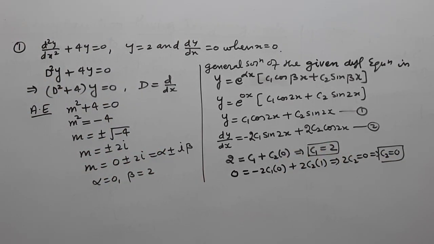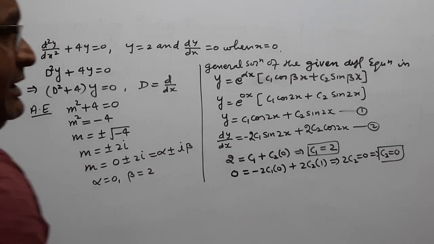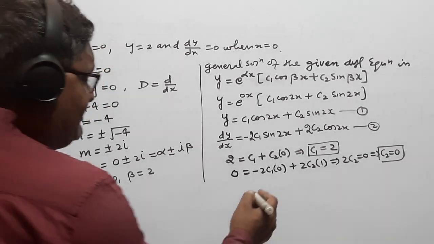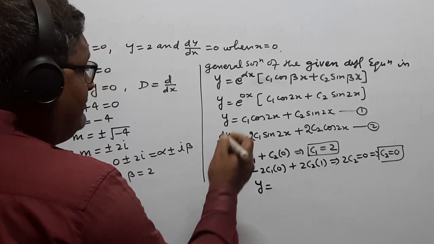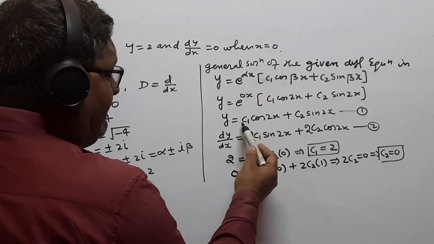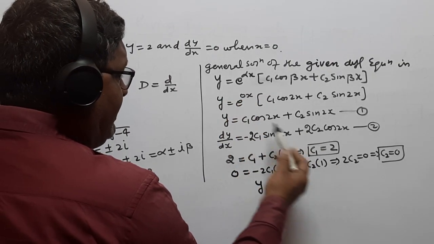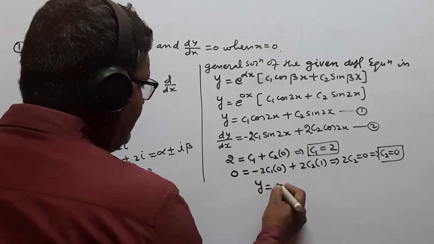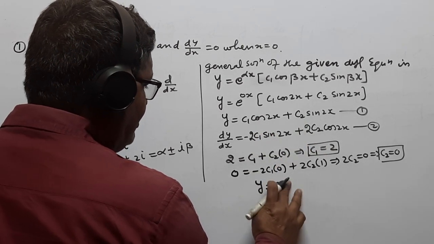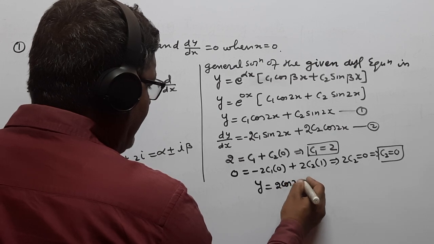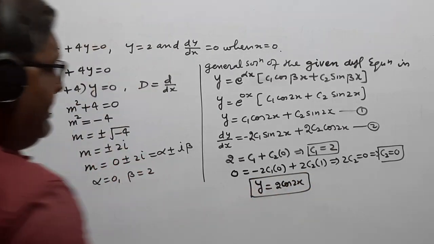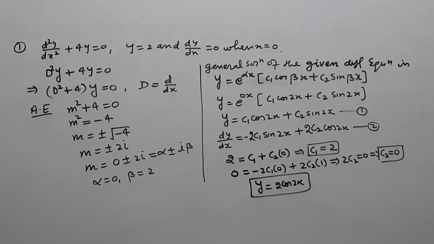So the particular solution of the above linear differential equation with constant coefficient is, here we put the values of c1 and c2. c1 is 2 here and c2 is 0. So the solution is 2 cos 2x. So you can see here the roots of the auxiliary equation are imaginary. So how can we find the solution of the linear differential equation with constant coefficient?